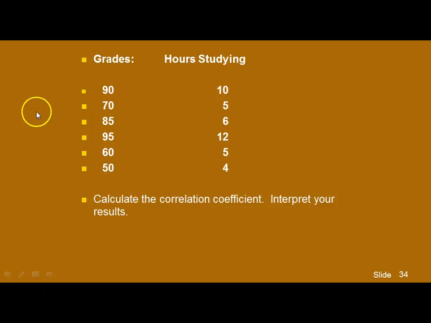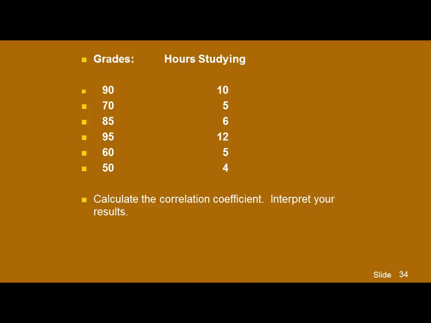So suppose we took a sample of 6 students and we have how many hours they studied and what their grade on the final exam was. So one student who studied 10 hours got a grade of 90, somebody who studied 5 hours got a grade of 70, etc. Let's calculate the correlation coefficient again and interpret our results.